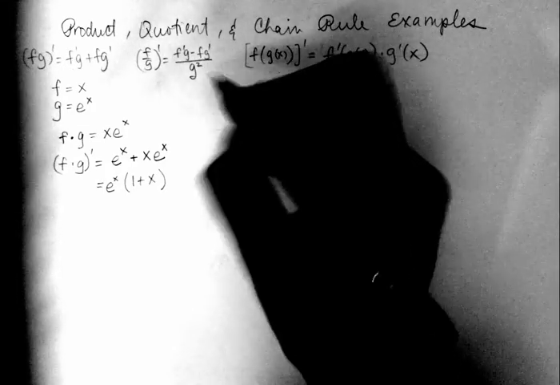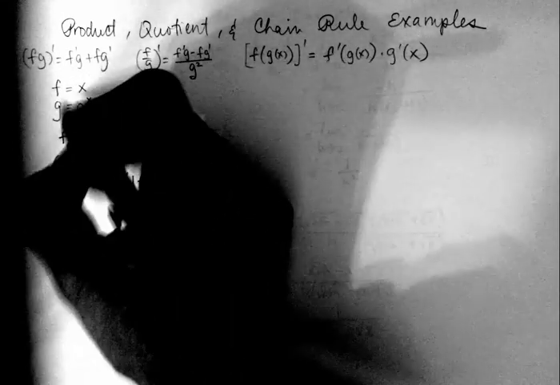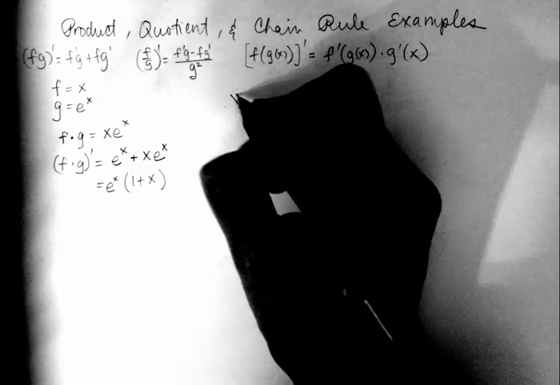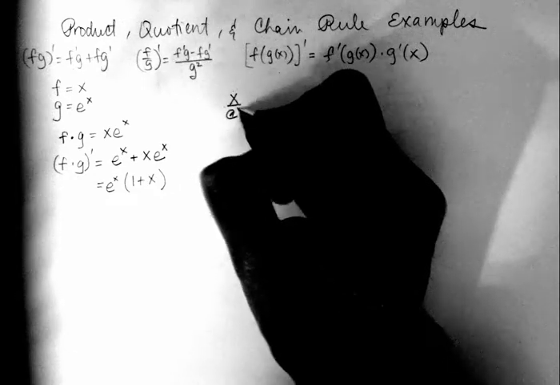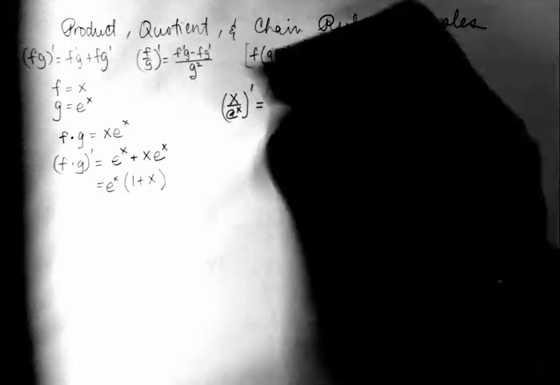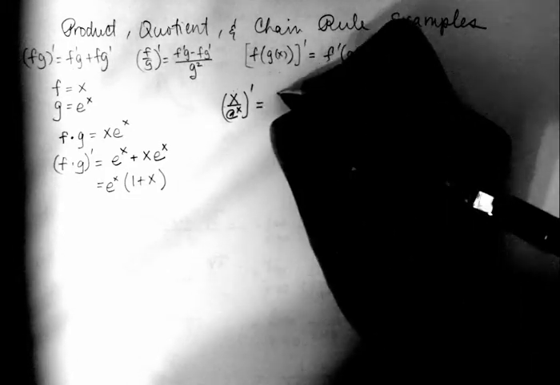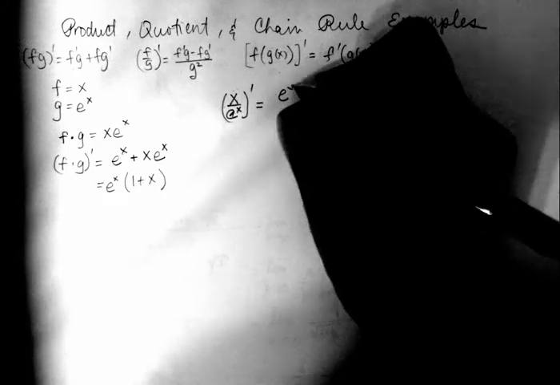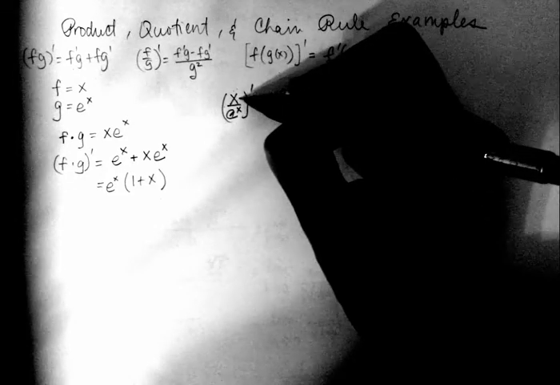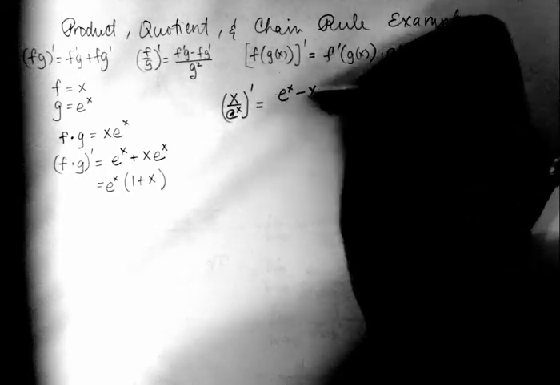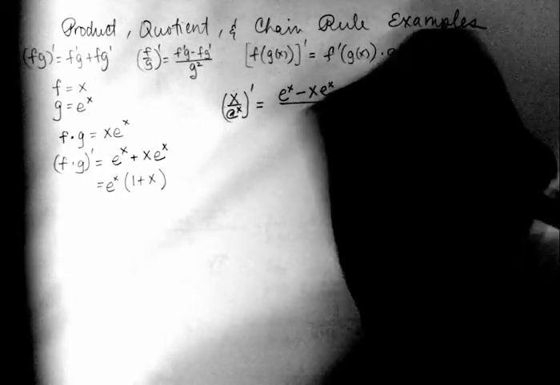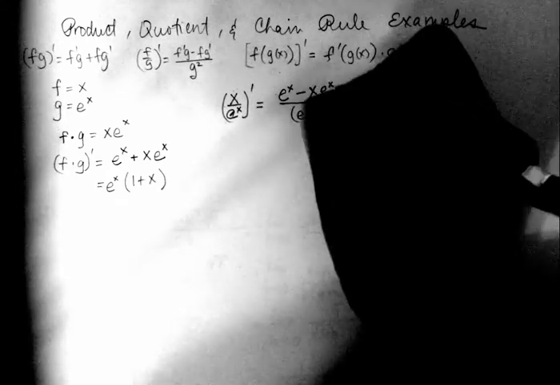All right, let's see what the quotient rule will give us. Again, f is x and g is e to the x. So we have x over e to the x, and we want to take the derivative, and that equals the derivative of the top function times g minus f, which equals x, times the derivative of g, which is just e to the x, and I square the bottom function.